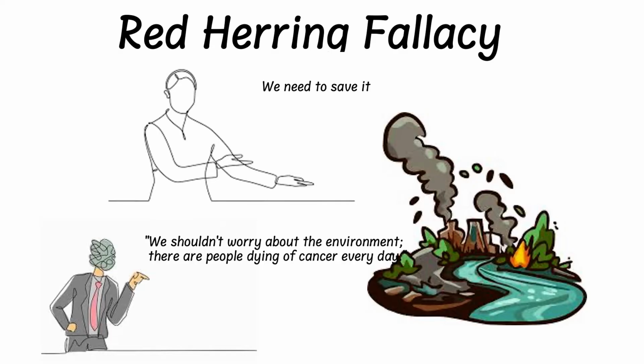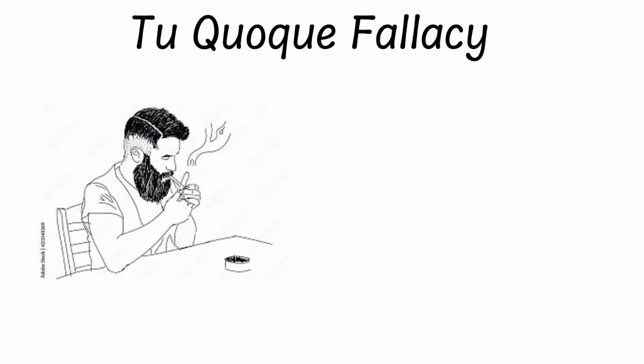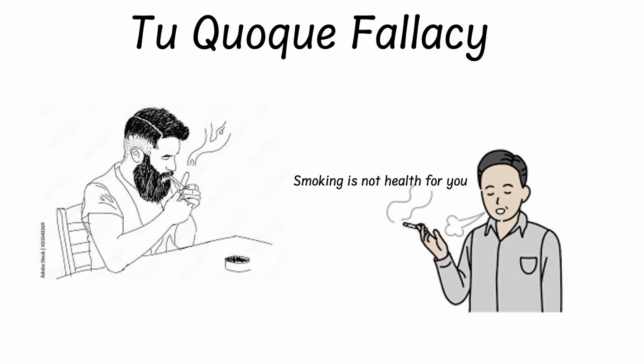Tu quoque fallacy. Tu quoque, or the you-too fallacy, attempts to discredit an argument by pointing out that the opponent engages in the same behavior. It shifts focus from the argument to the opponent's actions or past statements.